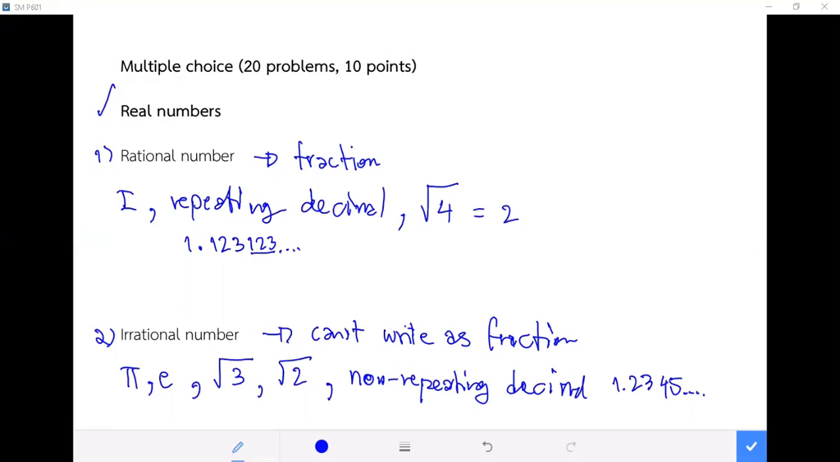Okay, so in the exam I'm going to give you some numbers. Let's say I give you number A, number B, number C, number D, number E, right? I give you different numbers, and I want you to tell me which one is rational and which one is irrational. So you have to think about the properties, and then put them as rational or irrational. So this problem is quite easy.